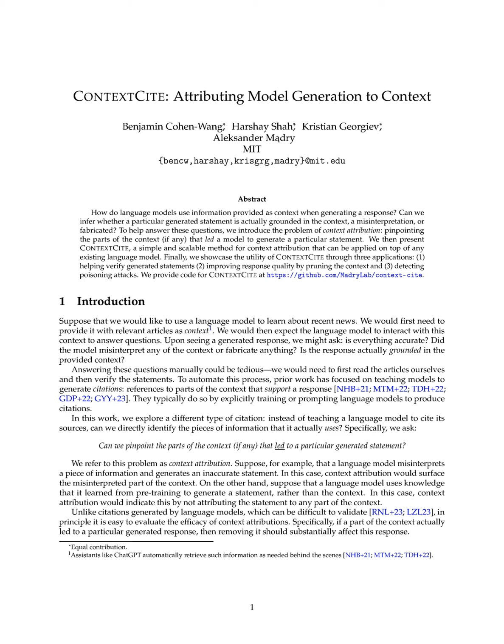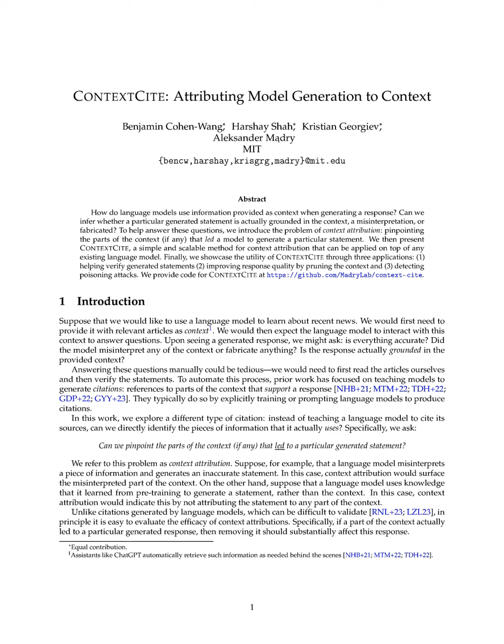The CONTEXTCITE method aims to solve the problem of context attribution, which involves identifying the specific parts of the context that contribute to a generated response from a language model. Unlike generating citations, which typically involves training models to produce references that support a statement, context attribution focuses on pinpointing the actual sources that influence the model's output.